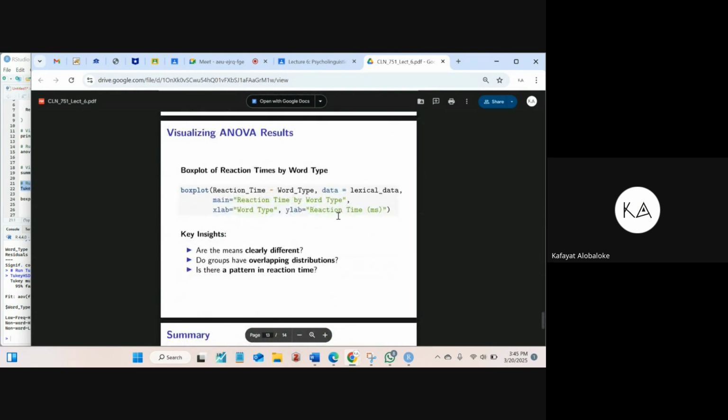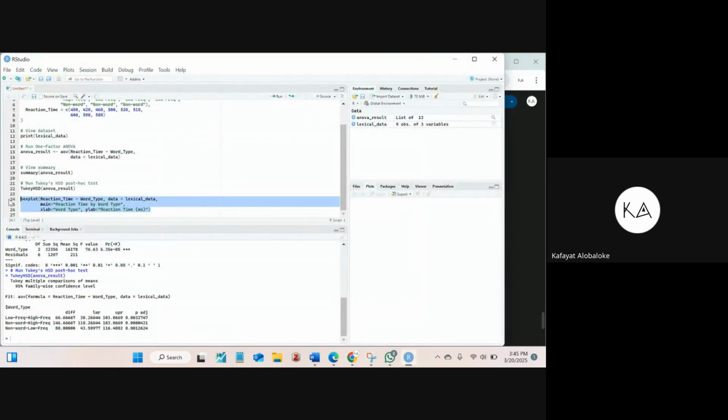Now, the next thing we might be interested in is visualizing our results to see if the means are clearly different, if there are overlapping distributions, or if there's a pattern of reaction time. The box plots will help us to do this clearly. Let's run this code and see what we have here.